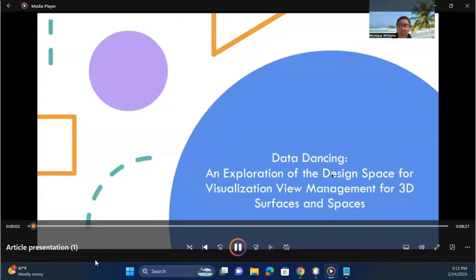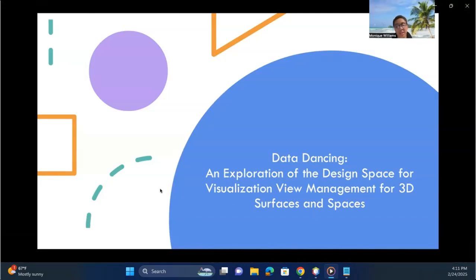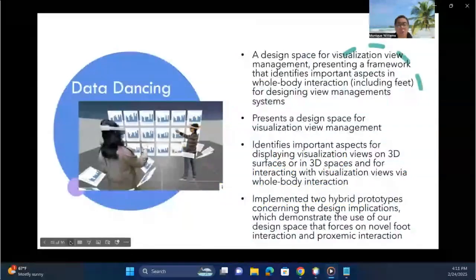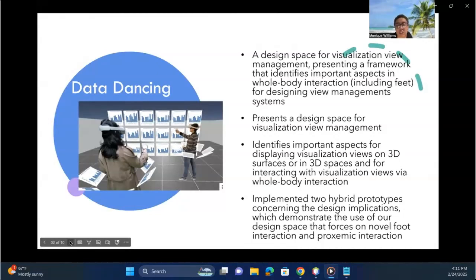Monique, and my article is called Data Dancing, an exploration of the design space for visualization view management for 3D surfaces and spaces. So what is data dancing? Data dancing is a design space for visualization view management.